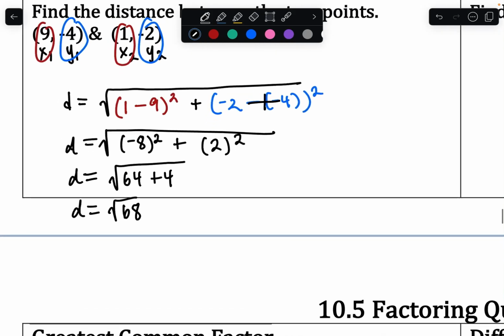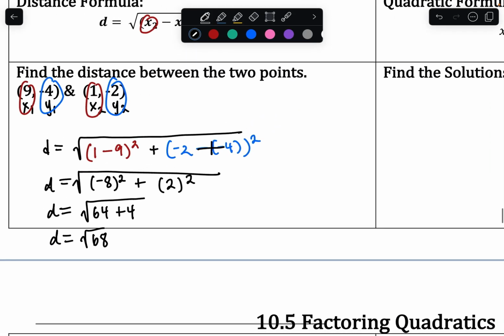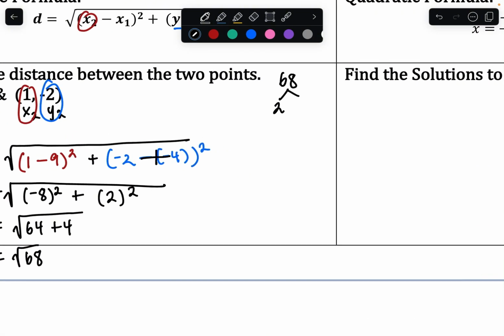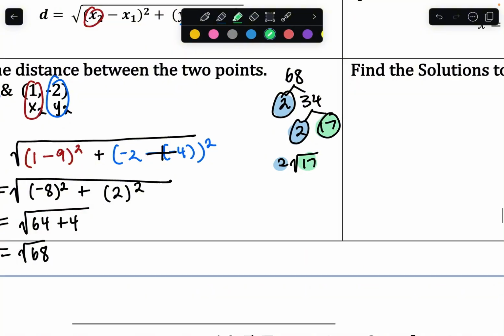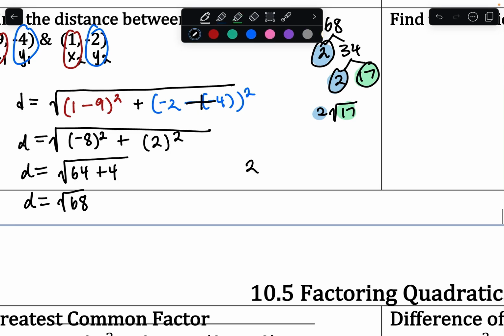Okay, and so now we just need to simplify the 68 if we can. And so let's come over here and make a factor tree and look for matches. Okay, 68 is even, so I'm going to use 2 and 34, 2 and 17. 17 is prime. Okay, and so 2, 2, and 17 are my primes. The 2 pairs up, meaning I can write a 2 outside. And then we're left with a 17 under the radical. Okay, and so my final answer would be 2 square roots of 17.